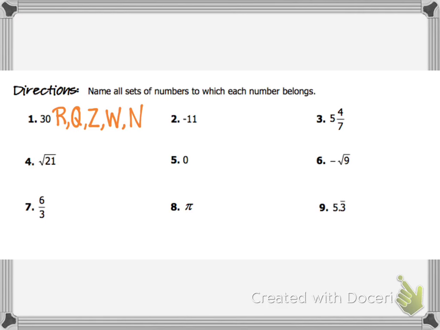All right, let's look at number 2, -11. This is a real number. They're all going to be real. It is also a rational number because it ends. It is an integer because it doesn't have a decimal.